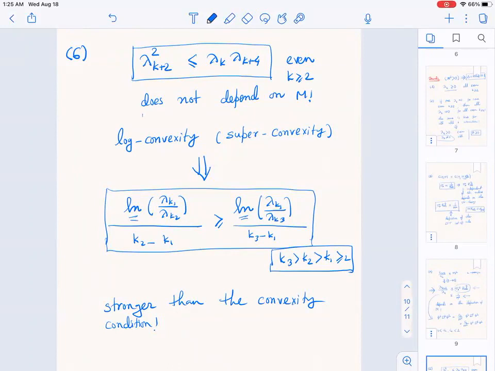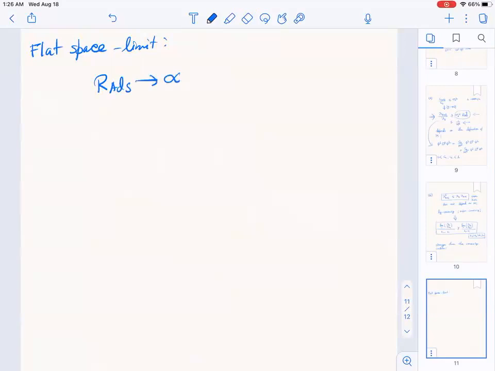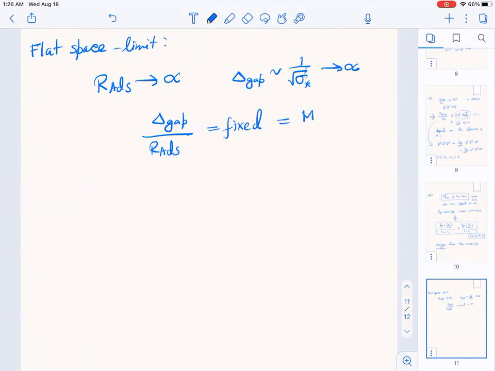Any other question? Okay. Let me now make just one comment about the flat space limit. The flat space limit is taken the standard way. I take the radius R to be large. We take the gap Delta gap, which is basically 1 over the square root of sigma star, to be large as well, but the ratio is fixed. And this gives the cutoff scale. So this is how we take the flat space limit.